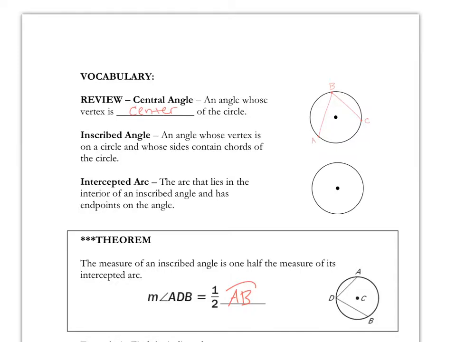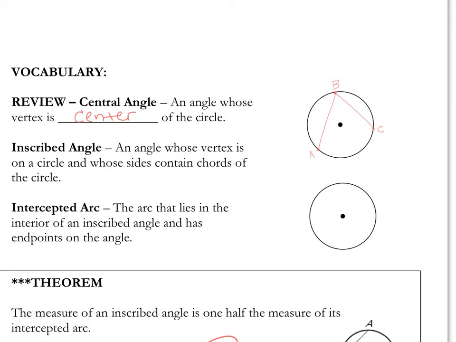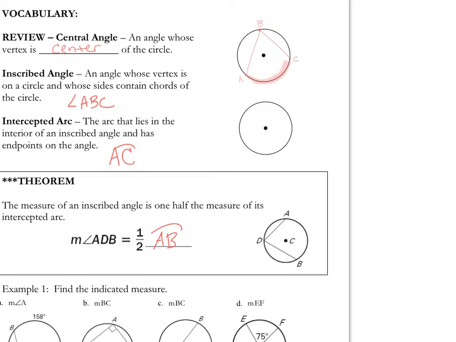A central angle, remember, is an angle whose vertex is the center of the circle. We are now going to talk about inscribed and intercepted arcs. Inscribed angle means now the angle is on the circle, not in the center. So your inscribed angle would be angle ABC. The intercepted arc would be arc AC. So the arc would be this arc right here. That is your intercepted arc. Your angle is 1/2 the arc. And we're going to be talking a lot more about that in our next video. So your angle equals 1/2 the arc.